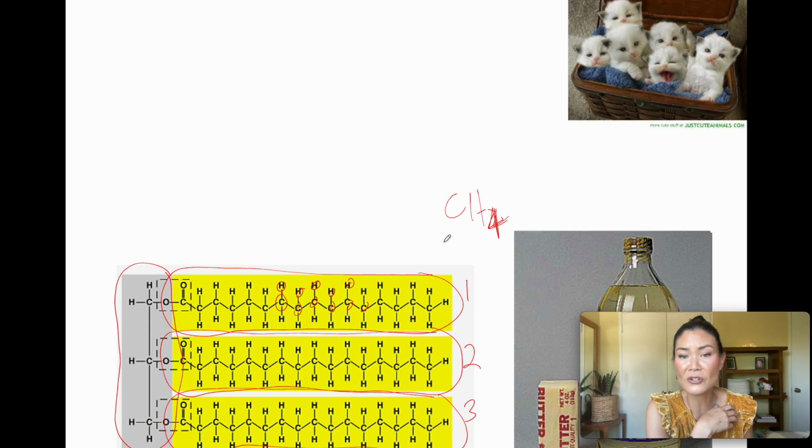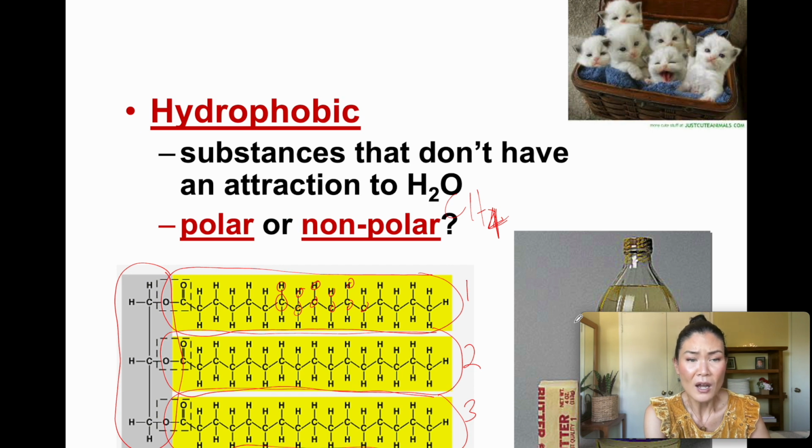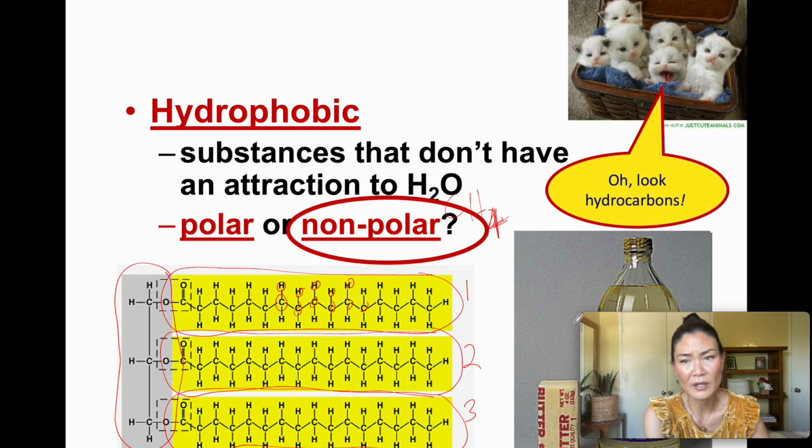And when electrons are shared equally, you have a non-polar covalent bond. So fat is a non-polar molecule because there are a lot of hydrocarbons in there, and hydrocarbons are made from non-polar covalent bonds because carbon and hydrogen are not electronegative. So hydrophobic substances are not attracted to H2O, and they're non-polar because of the hydrocarbons.